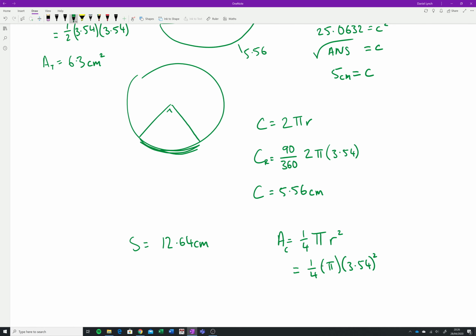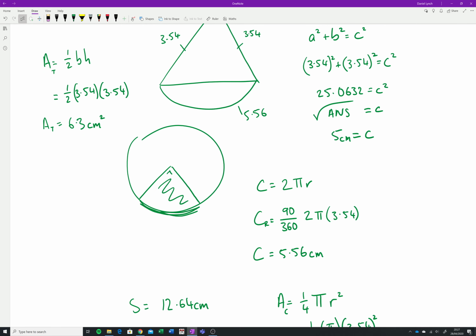3.54 squared divided by 4 and multiplied by pi. The area of that whole region there is equal to 9.84. I don't know what decimal place they want this to. We'll keep it at 1 decimal place for the moment.